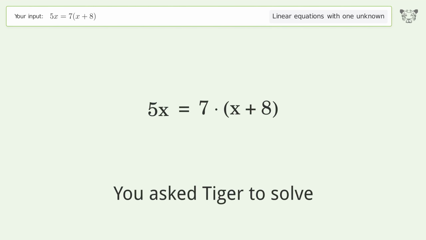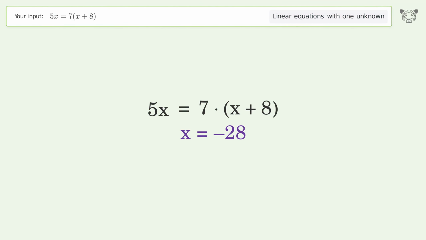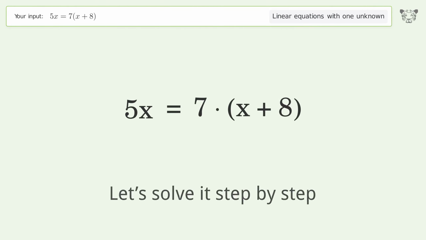You ask Tiger to solve this. It deals with linear equations with one unknown. The final result is x equals -28. Let's solve it step by step.